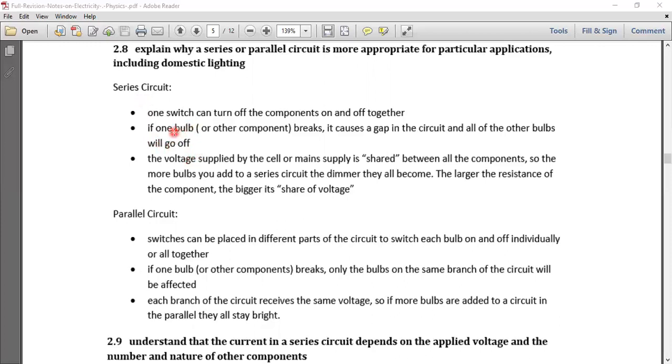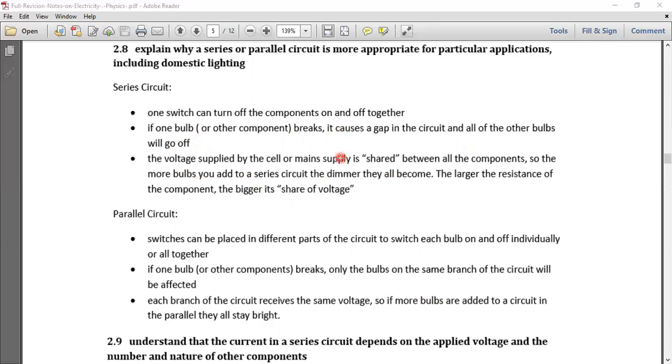One switch can turn the components on and off together. That is one switch operation. One switch can be used to turn on all the components, and one switch can be used to turn off all the components. If one bulb or other component breaks, it causes a gap in the circuit and all the other bulbs will go off. So in this series circuit, if one component is disturbed, the whole circuit gets shut or damaged.